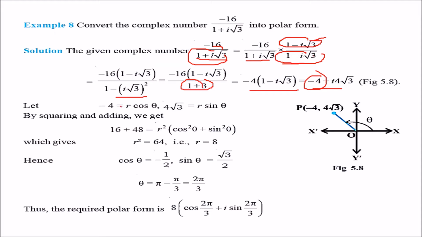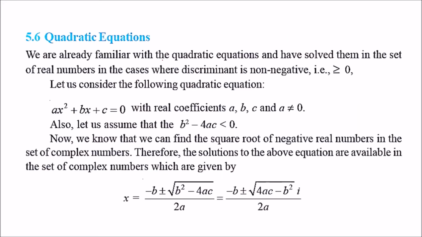Minus 4 is going to be r cos theta, 4 root 3 will be equal to r sin theta, and you square both sides and add, you will get r, which is equal to 8, square root of 64. So cos theta becomes minus half, sin theta becomes root 3 by 2, and you know that because the cosine is minus and sine is plus, this has to be in the second quadrant, so the reference angle is pi by 3. So actually the answer would be pi minus pi by 3, so 2 pi by 3, so it will be 8 times cos theta plus i sin theta. This is the polar form.